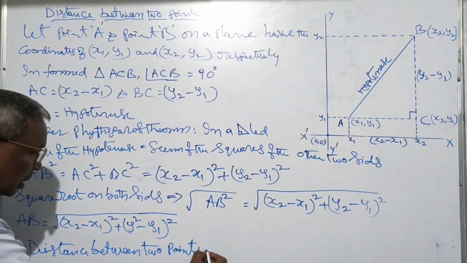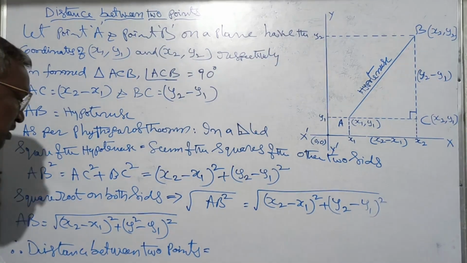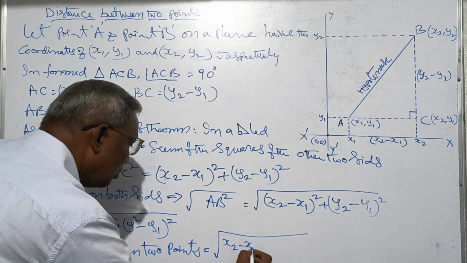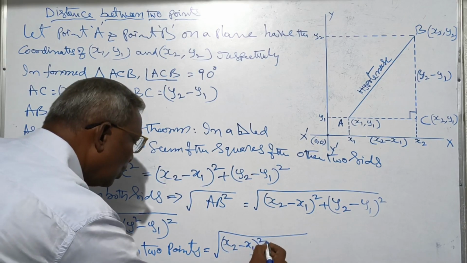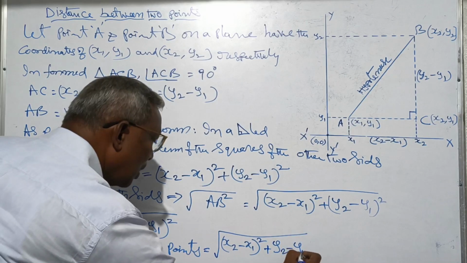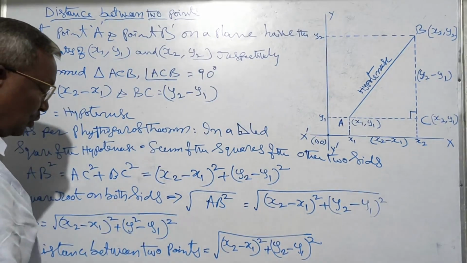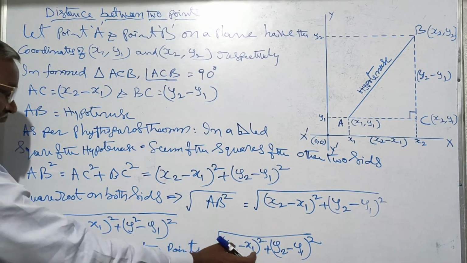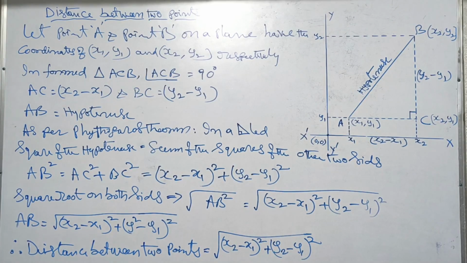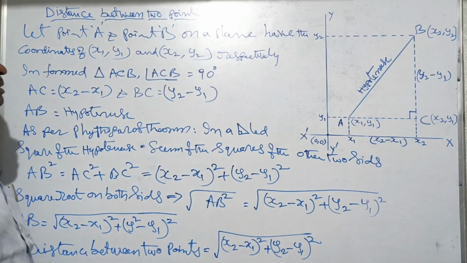Therefore, the distance between 2 points is equal to the square root of (x2 minus x1) whole square plus (y2 minus y1) whole square. Okay friends, repeating again, the distance between 2 points.